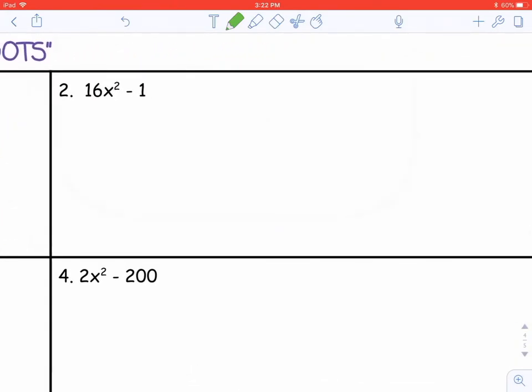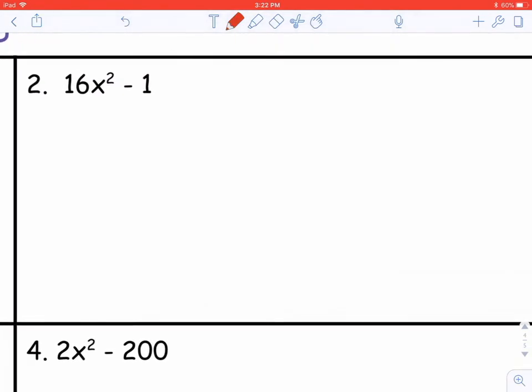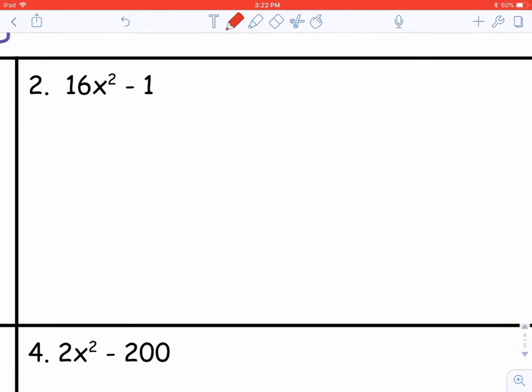So think of the same concept. We're given 16x squared minus 1. They are all perfect squares. 16 has a perfect square root, x squared has a perfect square root, and the 1 has a perfect square root. So we can just put a binomial and another binomial, make one positive and one negative.